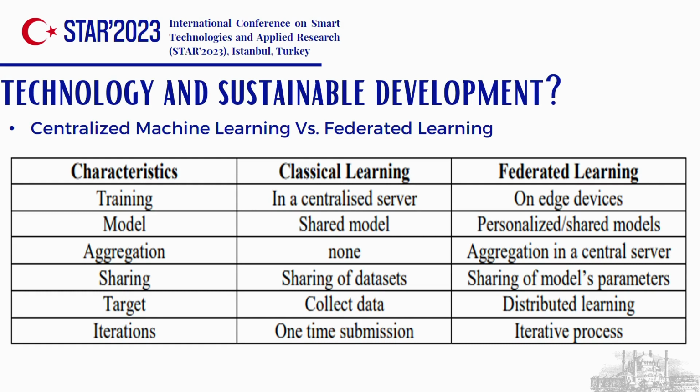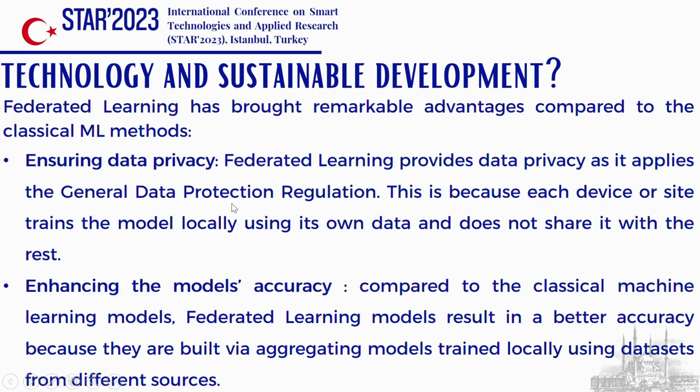For the sharing, in classical learning we have the sharing of data sets, which is the main issue, which tackles security. However, for the FL model, we have the sharing of model parameters only, so the data sets are not shared. On the level of the target, in classical learning, the target is to collect the data. For the FL model, we have distributed learning. And concerning the iterations, in classical learning, we have a one-time submission. However, in FL, we have an iterative process.